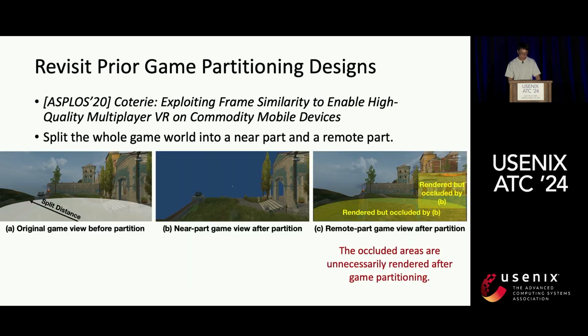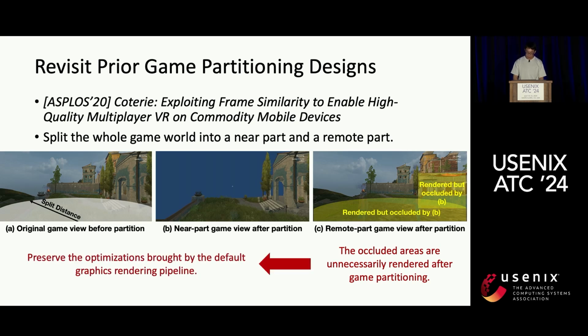In the last figure, figure C, we can find that the root cause is that in the remote part there are areas unnecessarily rendered that will be occluded in the final game scene by occlusion culling. Occlusion culling is a graphics optimization by the graphics rendering pipeline. This inspires us to preserve it: the occlusion culling process is conducted by the default graphics rendering pipeline, and we should preserve the optimizations brought by it.